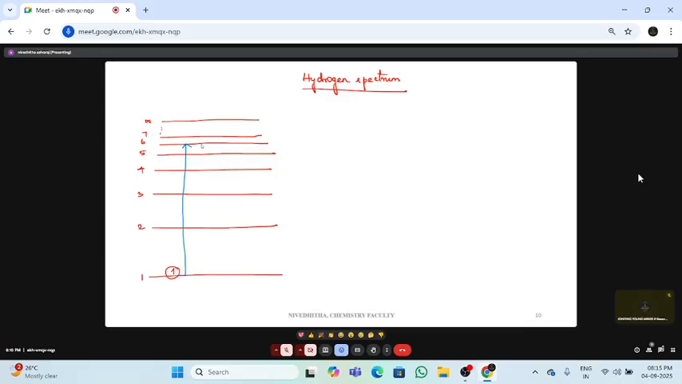So to get the stability back, this electron may come back to any of the lower energy levels or to the ground state. So what are all the possibilities? This electron may come back to the fifth energy level, or fourth, or third, or second energy level, or it can come back to the first energy level, right? See, there are so many transitions possible. First of all, even for the excitation itself, we have so many possibilities.